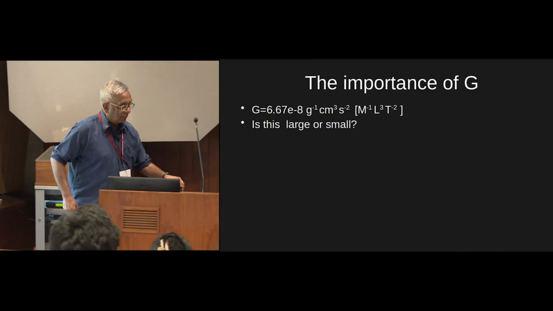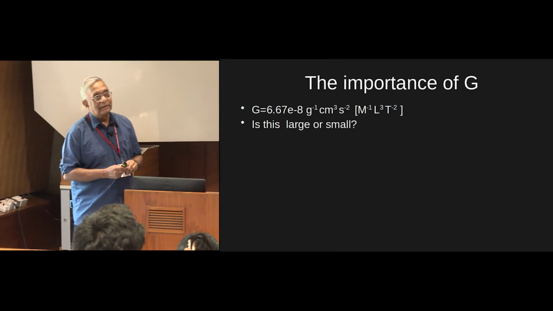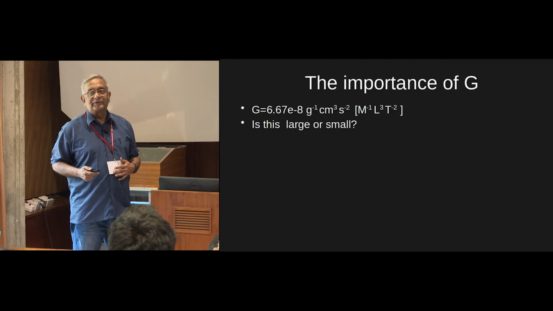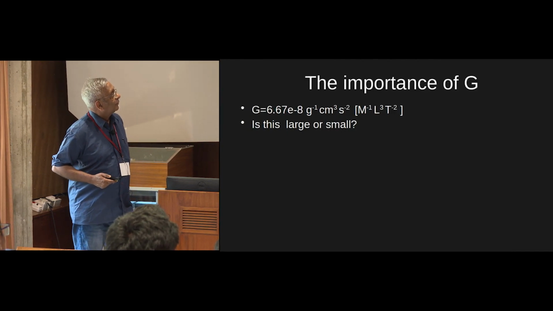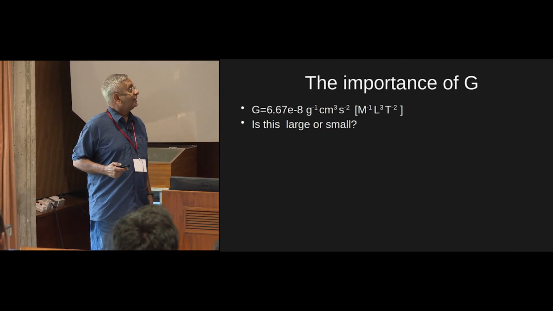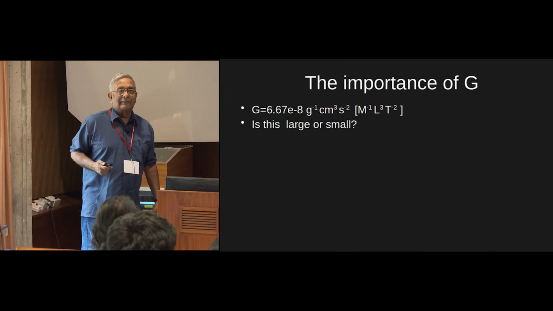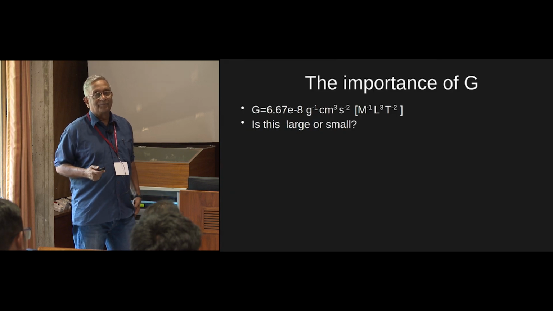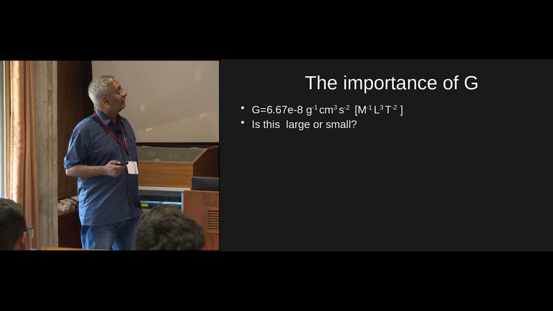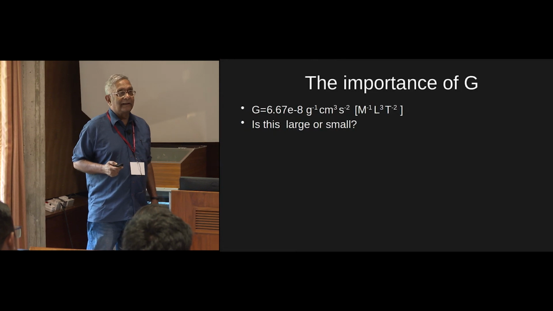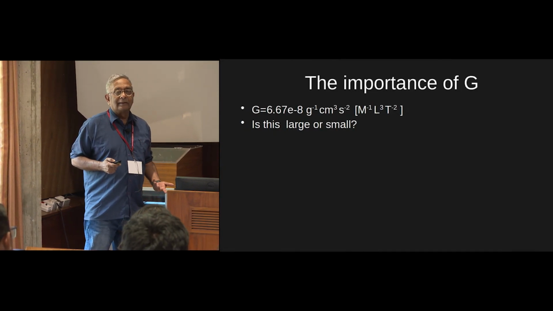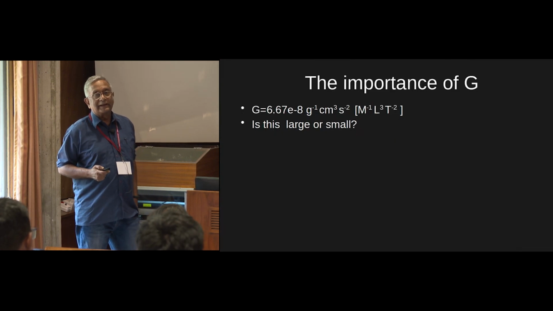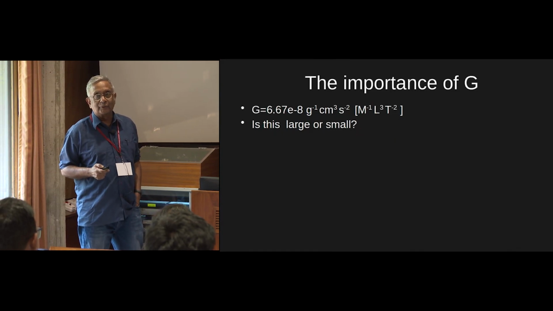So, one way of looking at astronomical objects, they usually tend to be objects in which gravity is important. So, I've straight away written down Newton's constant, right? And I'm kind of asking the following question: is it large or is it small? It looks small, 10 to the minus 8, right? But obviously, it's not. It's a dimensional quantity. So the numerical value is going to depend on what system of units you use.